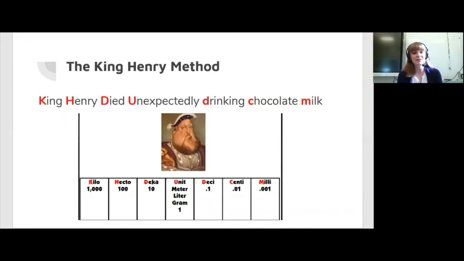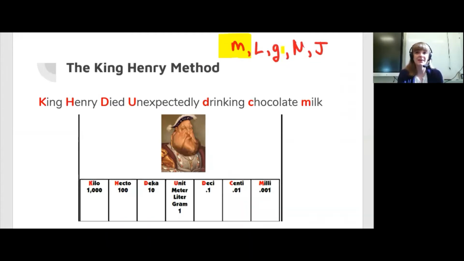The first method is a method that I like to use for the metric system. The metric system includes meters, liters, grams, newtons, and joules. Those are the pretty basic ones. We're going to be predominantly using the meters, the grams, and the newtons, although we may get to using joules depending on if we get to talking about energy or not.